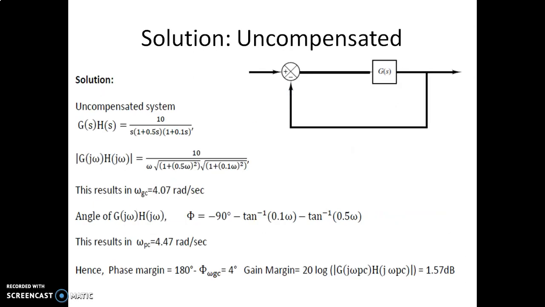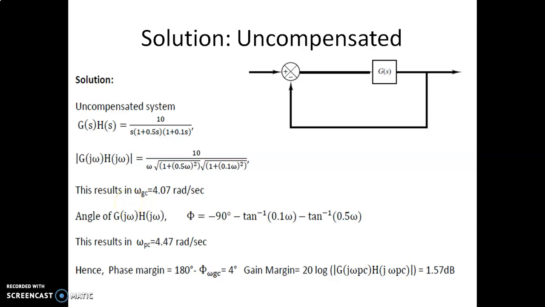For that, we'll first start with the uncompensated system having the transfer function given by this, and we are trying to find the magnitude of this particular transfer function by replacing s by j omega. This is the equation which corresponds to the magnitude of that uncompensated network. By equating this to unity, we can find the gain crossover frequency, which happens to be 4.07 radian per second.